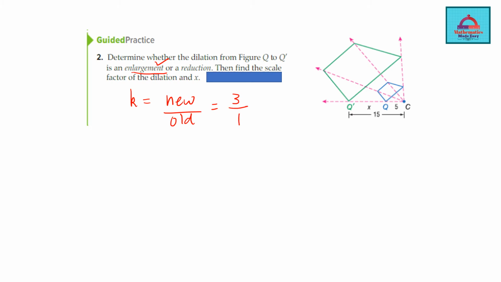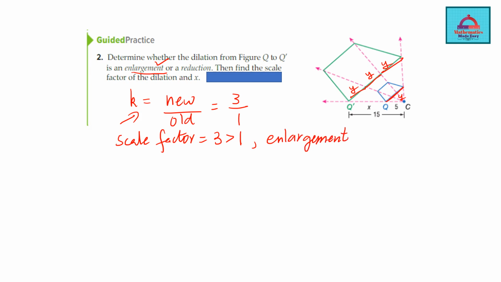See this length. How do you know? If this length is, for example, y, then this is also y, this is also y, this is also y. So it is becoming 3 times. That's why scale factor is 3. And because it is more than 1, it is definitely an enlargement. Why enlargement? Because you can see that the green one is bigger in size than the blue one.